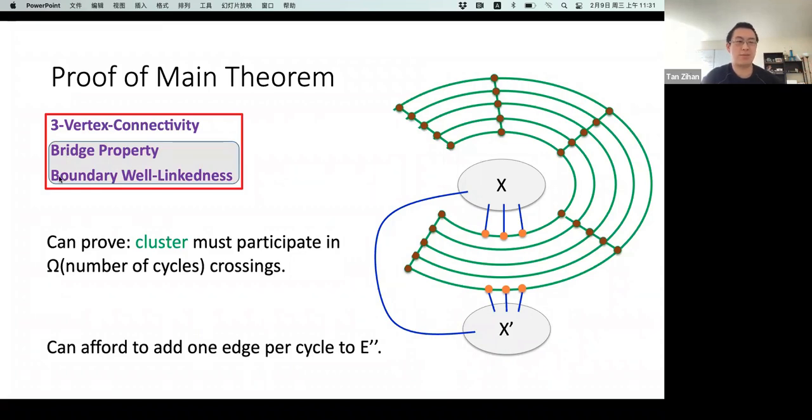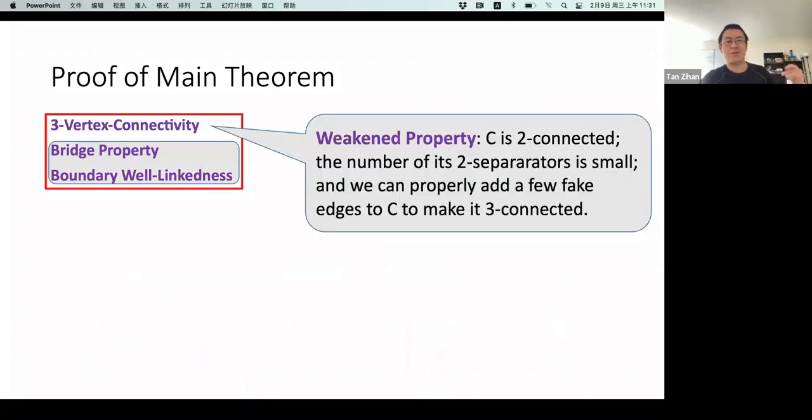The bridge property and the boundary well-linked property together. And for the third property, the three-vertex connectivity, it turns out we have to make a similar sacrifice again. It cannot be achieved immediately, but we get around it by replacing it with a weakened property, which is two-vertex connectivity with some additional property. I won't get into the detail of that, but the idea is that we still need to relax it a bit, and we can eventually ensure all of them.